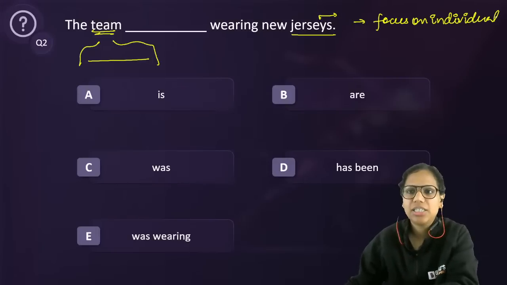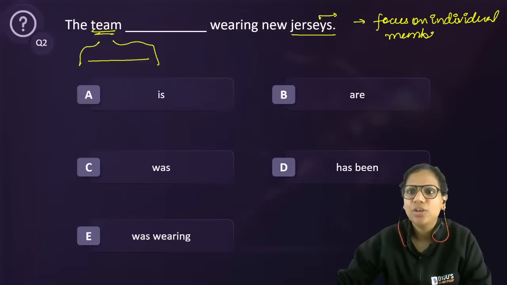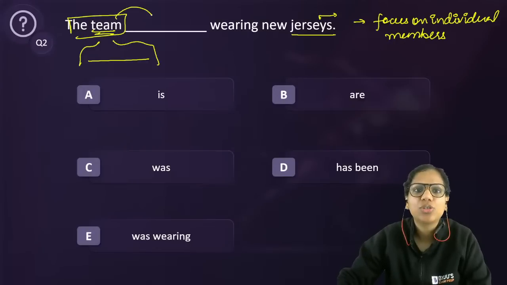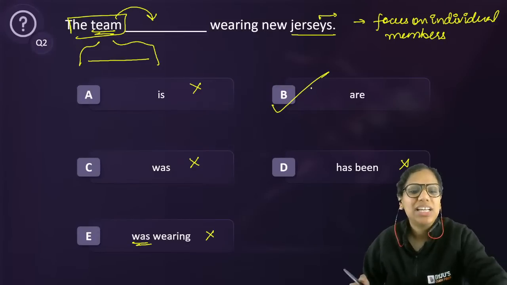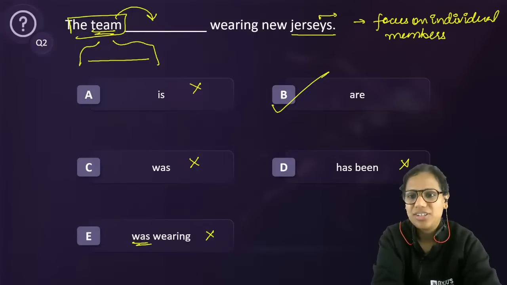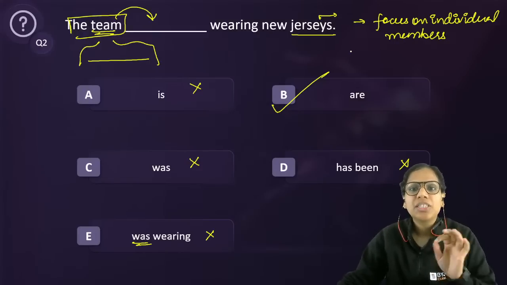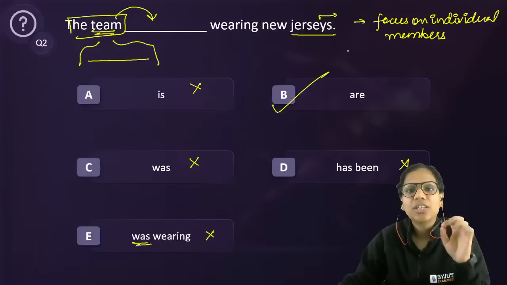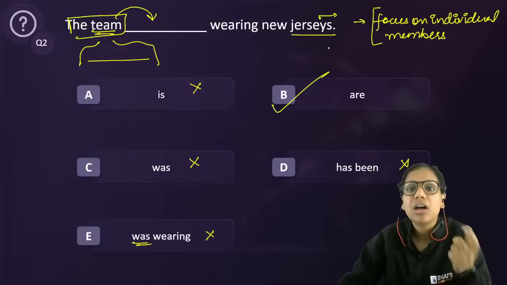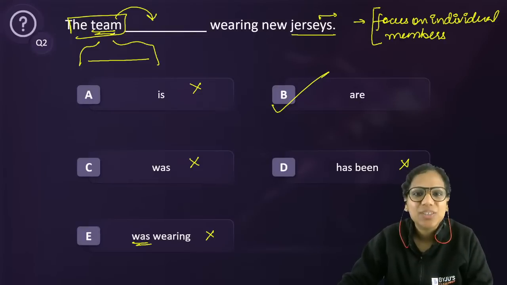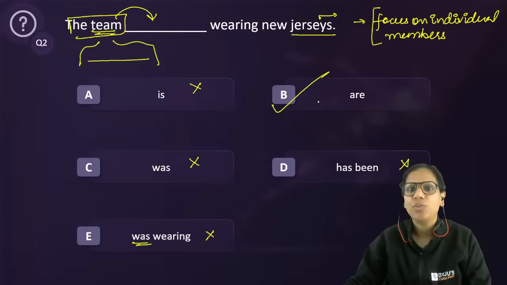If that is the case, then the verb that I'll use with team is going to be plural. So "is eliminated," "was eliminated," "has been eliminated" are out, and "was wearing" is eliminated. It's only "be" that is left: the team are. Hope this makes sense. All of you who answered A, this is the exception to the collective noun being singular rule, where when the focus is on the individual members rather than the group, the collective noun becomes plural and takes a plural verb.